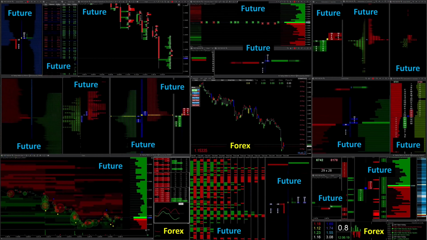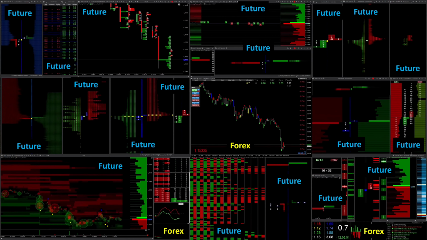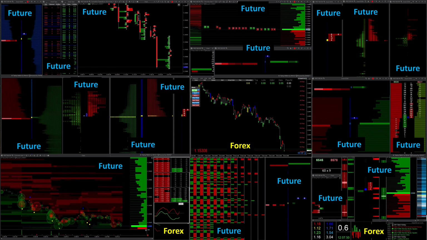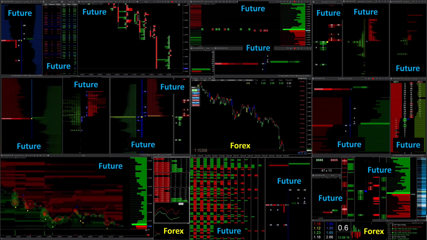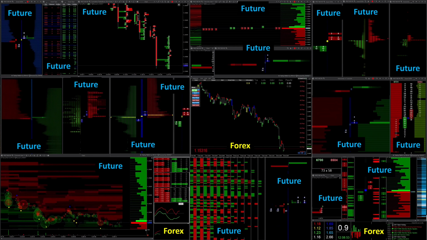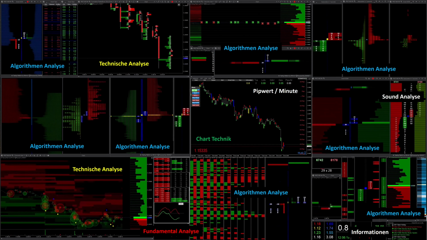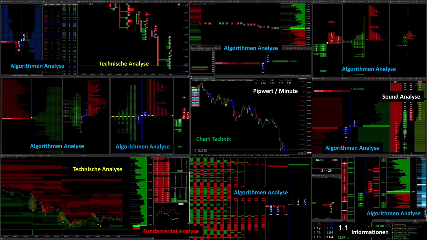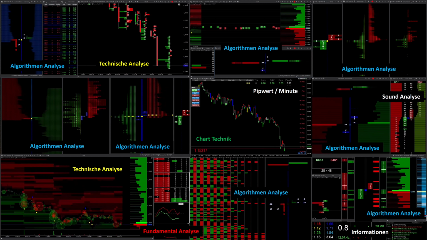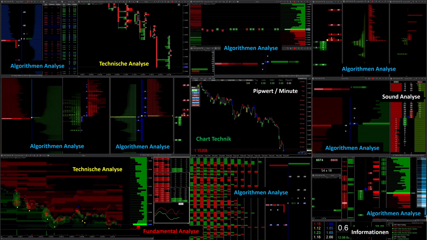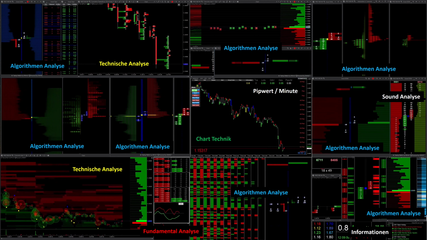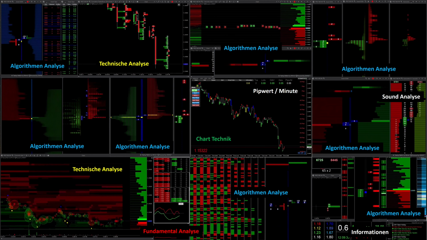First of all, on my main chart we can see that 87% of all data is generated from the futures market and only 13% from the Forex market. This is also because you get more information in the stock market. In addition, we recognize that the algorithm analysis also makes up the largest part of my charts. In the Forex market, the chart technology with my self-developed Bionic Candle is in first place. We will now take a closer look at why this is so.